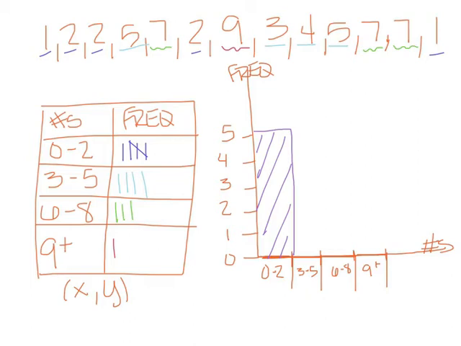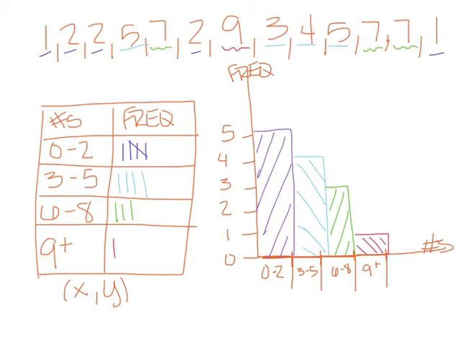Next we have the values from 3 to 5. They had a frequency of 4. So we'll hook right onto that. Kind of missed. But there's our block for the values 3 through 5 that had a frequency of 4. Now we have the numbers 6 through 8 with a frequency of 3. And finally, the numbers 9 plus, which had a frequency of 1.